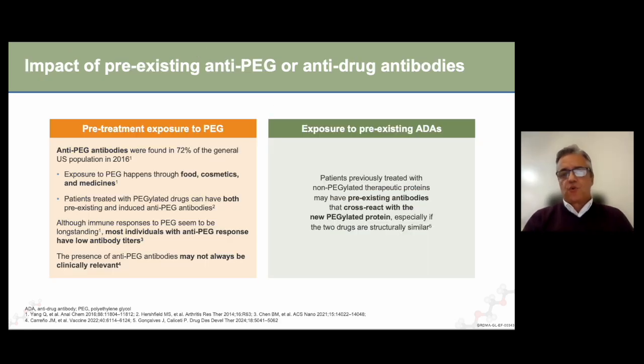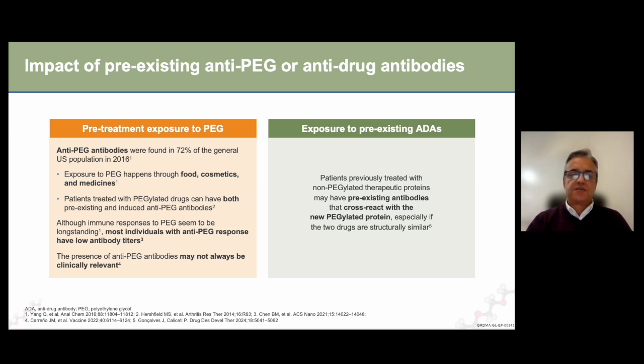Another point which is quite important here is the impact of pre-existing anti-PEG or anti-drug antibodies. This is something that we came to know in the last 5 to 6 years: some patients, for example around 70% of the general US population, have anti-PEG antibodies. This might occur due to exposure to PEG through food, cosmetics, and medicines. And patients treated with PEGylated drugs can come into contact with these pre-existing and induced anti-PEG antibodies.